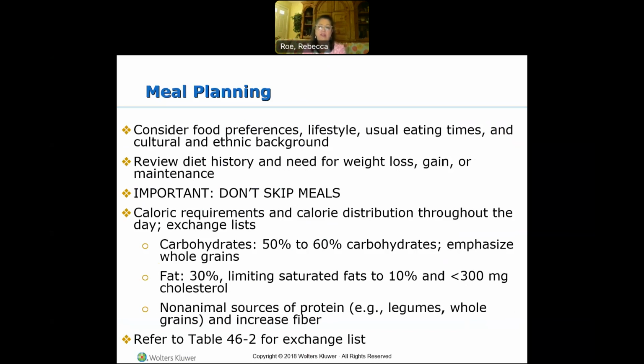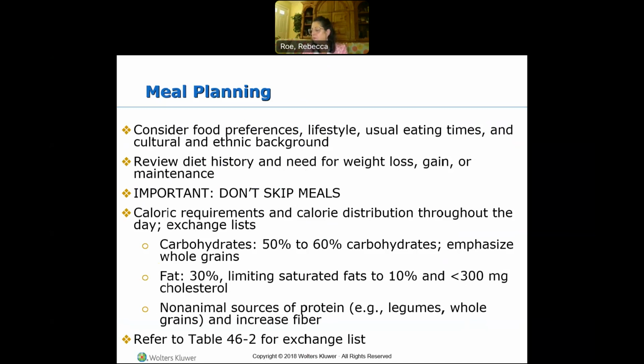Carbohydrates should be about 50 to 60%. Whole grains should be emphasized. Fat should be about 30% of your daily caloric distribution, limiting saturated fats to about 10% and less than 300 milligrams of cholesterol. Non-animal sources of protein like beans and grains increase the fiber in your diet. And you can also look at that exchange list on table 46.2 in your book.